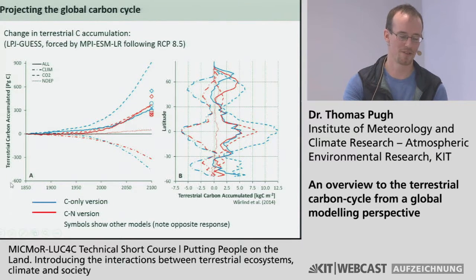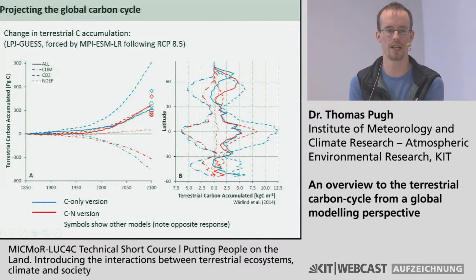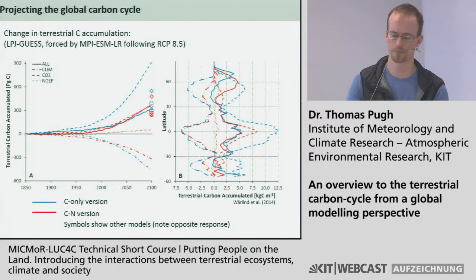This plot on the left shows the terrestrial carbon accumulation from 1850 to 2100, following a strong climate change RCP 8.5 scenario from 2006 onwards. If you concentrate here first on the blue lines, the blue dashed line shows the uptake of carbon you get just due to CO2 fertilization alone. So CO2 fertilization has potentially a huge uptake of carbon effect in these models.